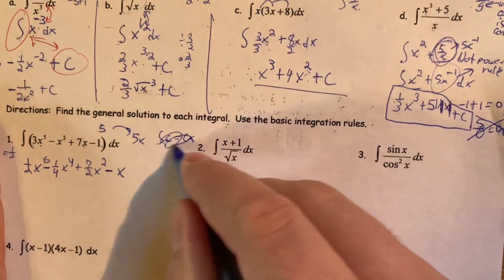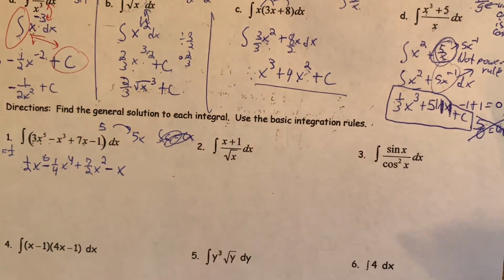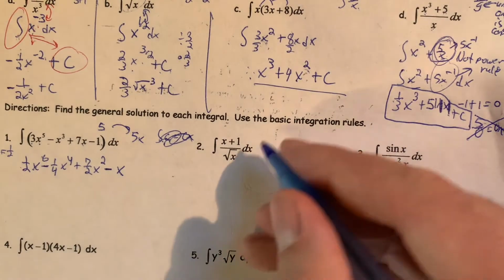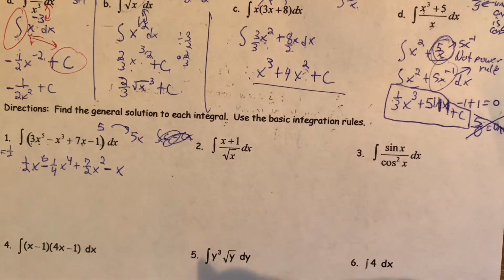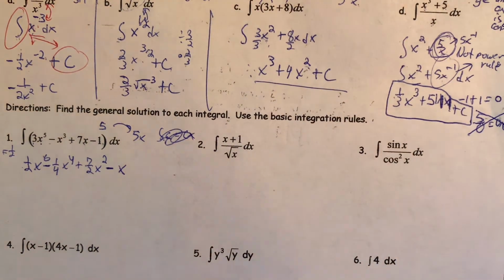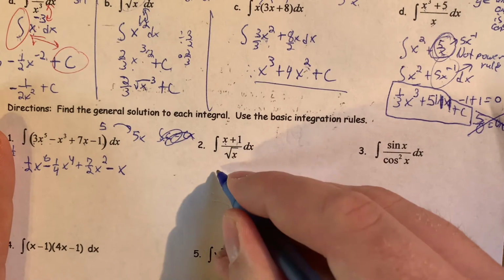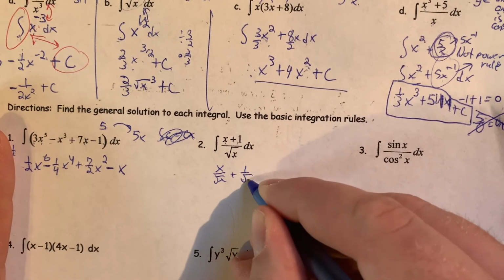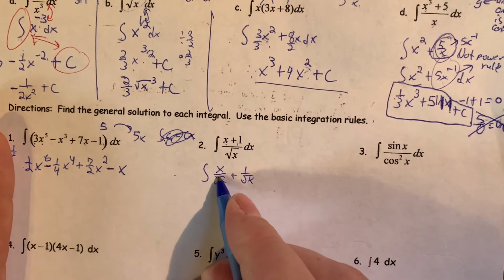Okay, here is a tricky one. Let's see how you guys do on your own. How do you need to rewrite this? Well, you can't do a quotient rule. You can't do like the integral of the top over the integral of the bottom. All of that's terrible, but we can divide. This is x divided by square root of x plus 1 divided by square root of x. But we need to write this as powers.